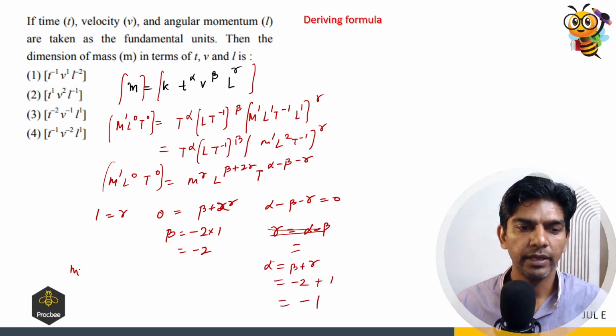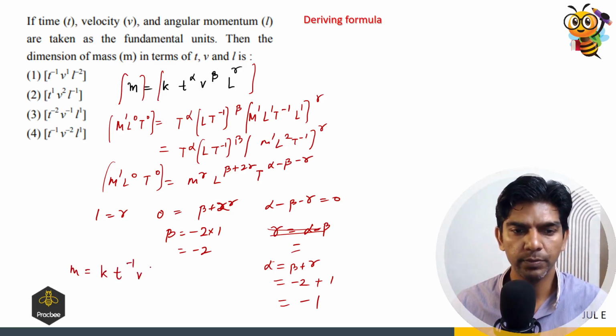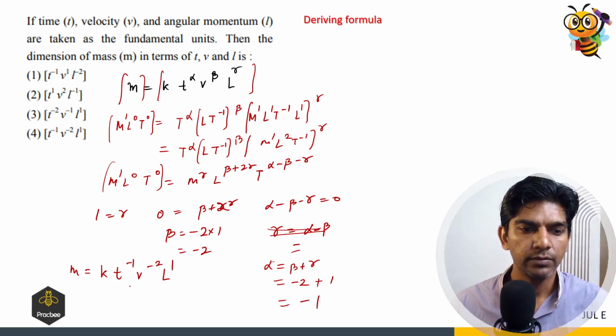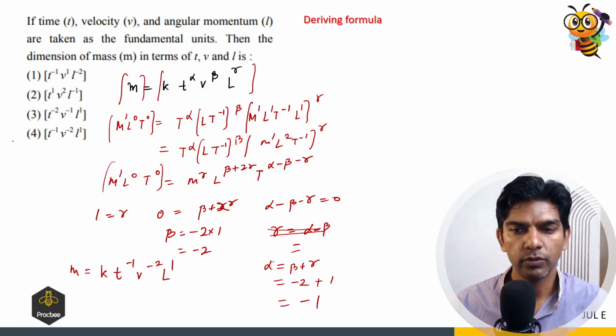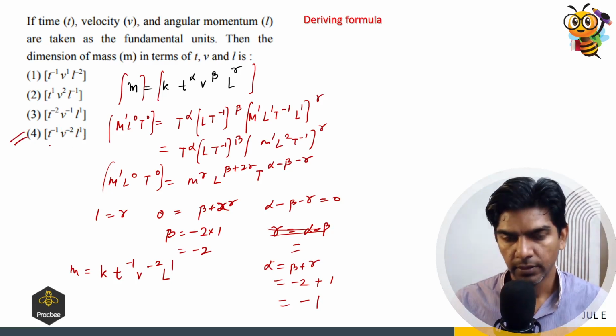So it means m can be written as k times t raised to power alpha, which is minus 1, v raised to power beta, which is minus 2, L raised to power gamma, which is 1. So minus 1, minus 2, 1. So option 4 is the right answer.